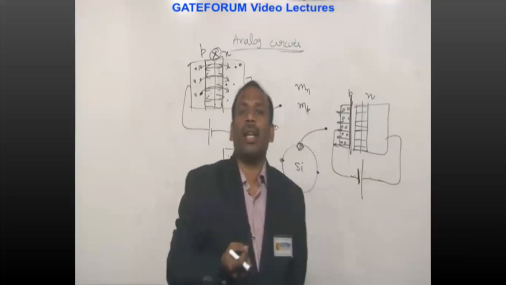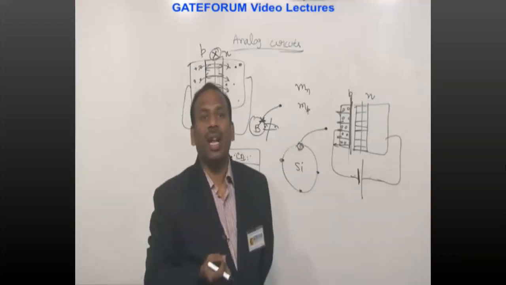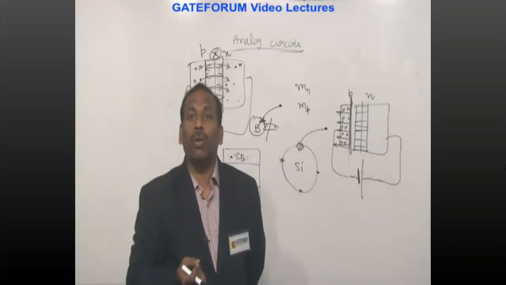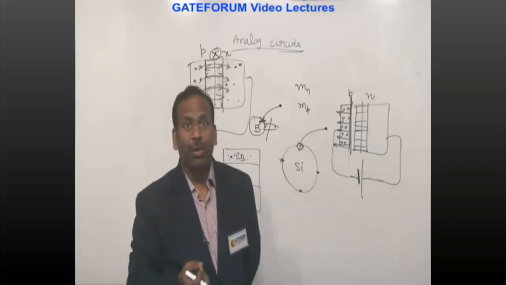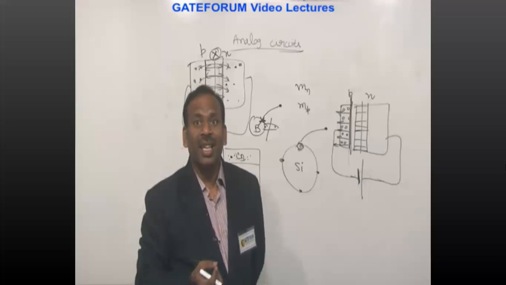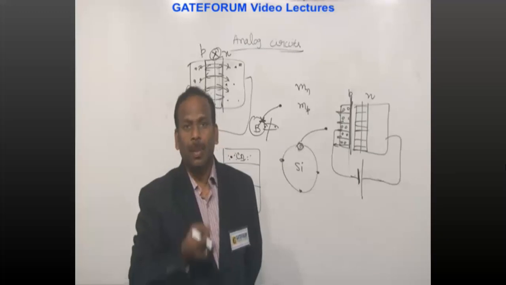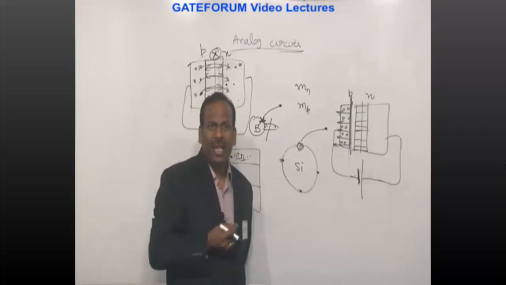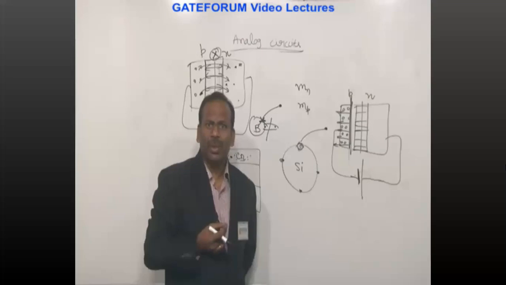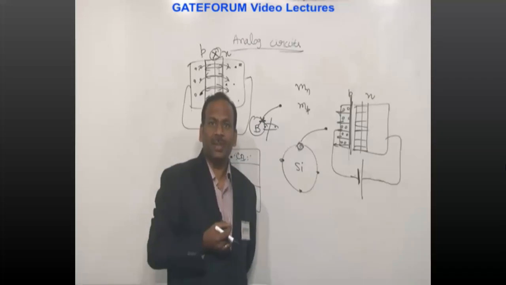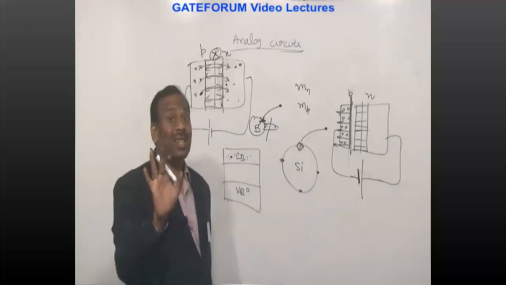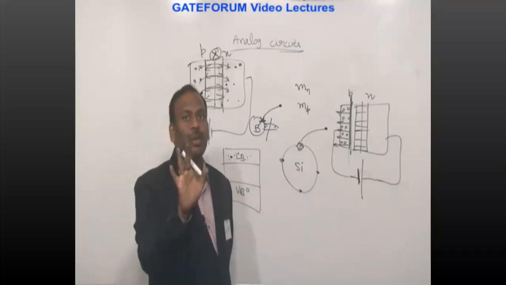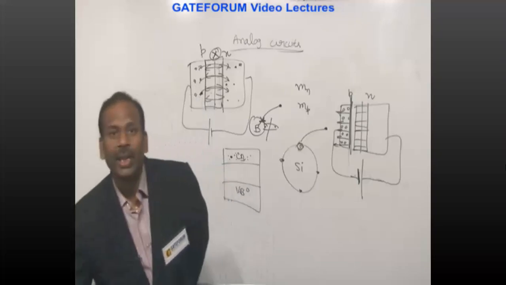Next, Pratyusha Mishra asks: does the hole decide the direction of current, and does current flow in the circuit if a hole exists? Yes, if a hole exists, current will flow. If free electrons are available, current will be there, and if holes are there, current will also be there. How do I explain that?